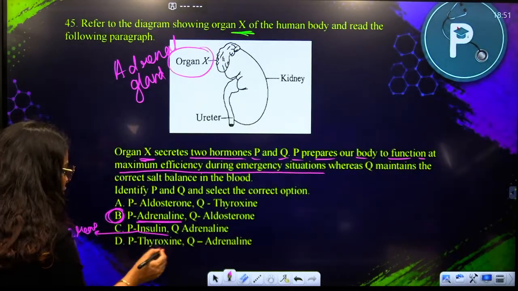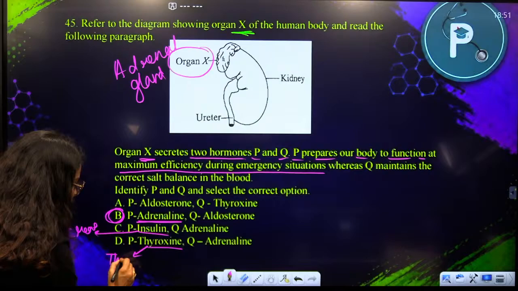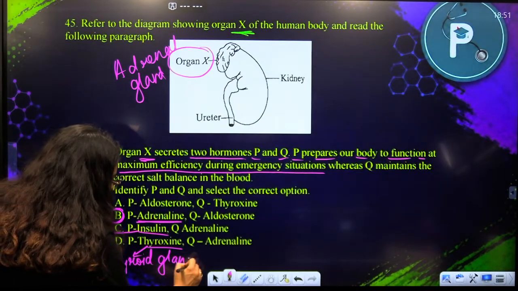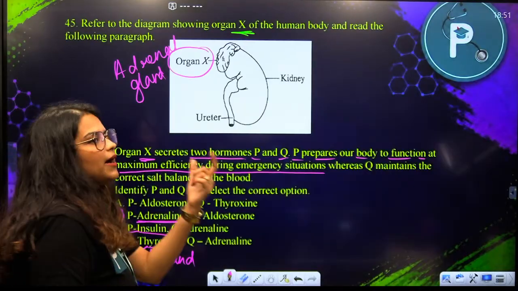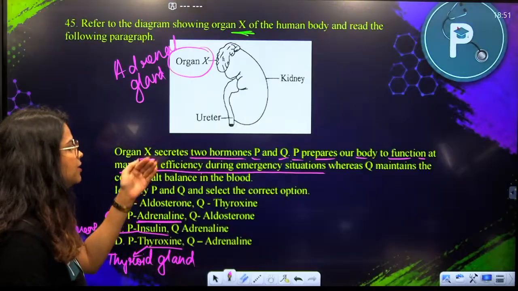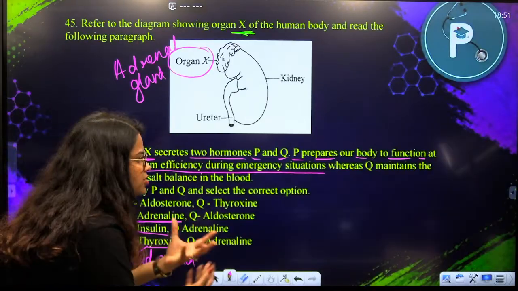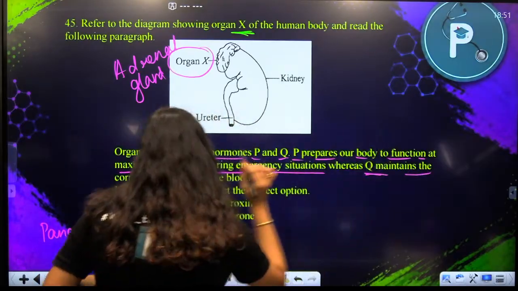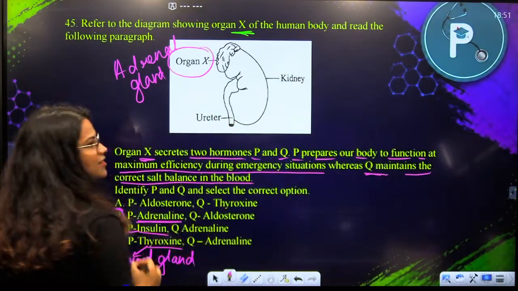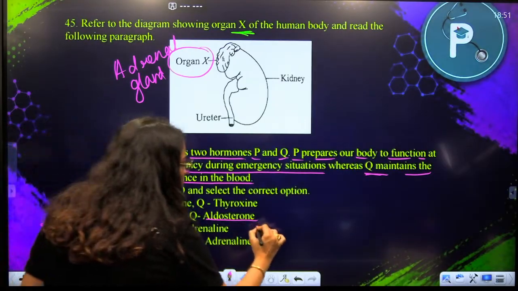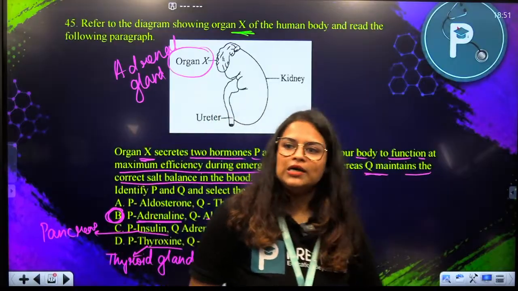Thyroxine is also secreted by the thyroid gland and not by the adrenal gland. Aldosterone is secreted by the adrenal cortex part of the adrenal gland, but that doesn't help in an emergency situation or maximum efficiency during an emergency. What does it do? Q maintains the correct salt balance in the blood. So that is the function of aldosterone. So we found our answer. Option B is absolutely correct.